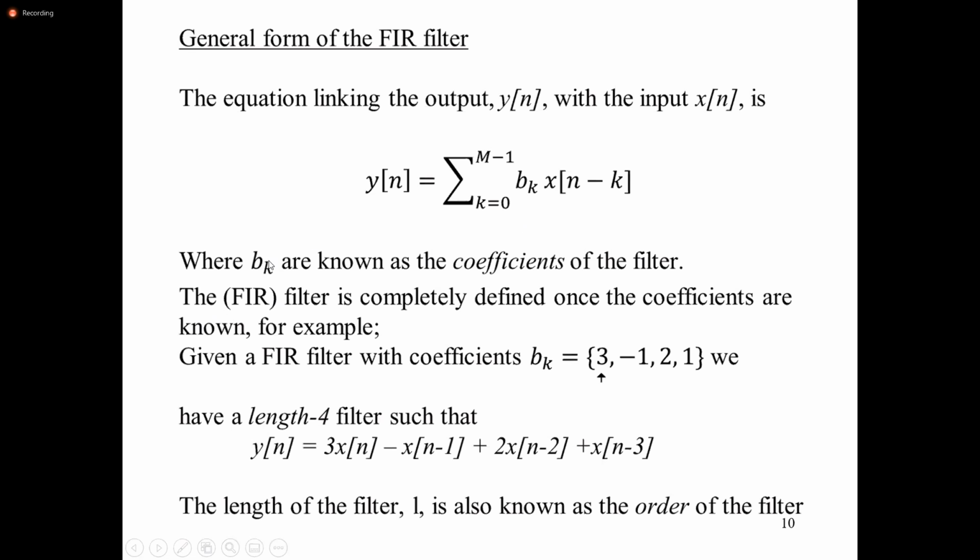So knowing these B coefficients here will completely define our filter. For example, if we had a filter with the B coefficients being 3, minus 1, 2, 1, we would know that we have a length 4 filter, such that y of n is equal, and so on.